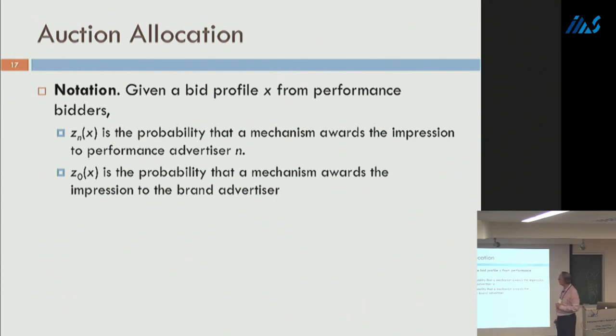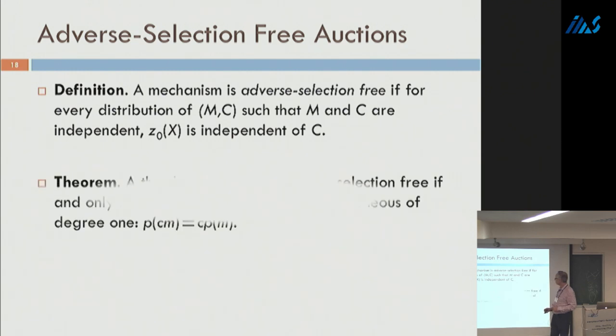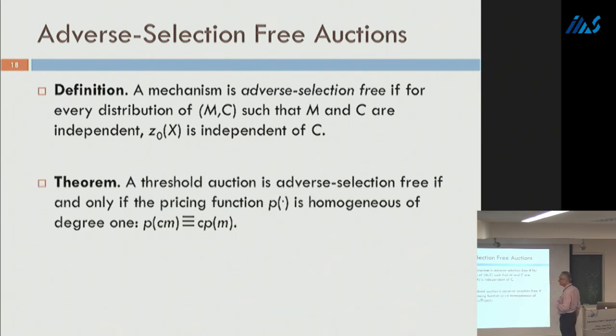Maybe I should go slowly now. So a mechanism is adverse selection free if we have statistical independence between X and C, given that M and C are independent. Theorem. Okay, so I didn't wait very long. A threshold auction is adverse selection free if and only if the pricing function is homogeneous of degree 1.